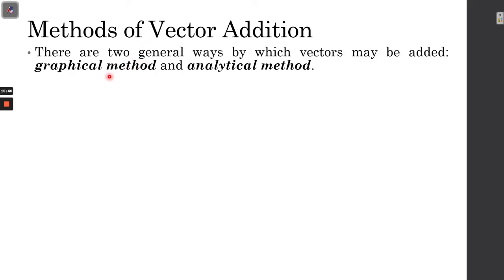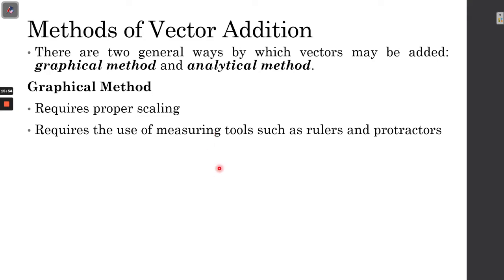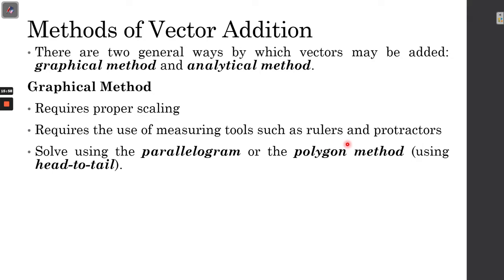So what are some of the methods in doing addition of vectors? There are two ways that we use, the graphical method and the analytical method. The graphical method usually requires proper scaling. Later, I will show you what I mean by proper scaling. Unfortunately, it also requires measuring tools such as rulers and protractors. We can use the graphical method with the parallelogram method or the polygon method, and we usually use the head to tail method when we draw the polygon method.